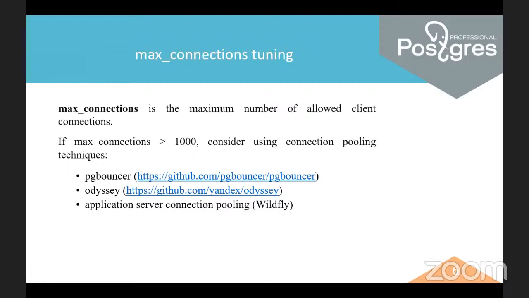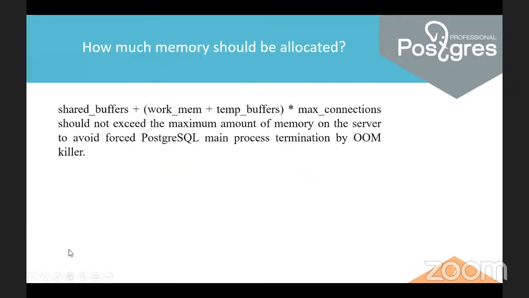As we know, it's the maximum number of allowed client connections, and if it's greater than 1000, we should consider using connection pooling, such as PgBouncer or perhaps Odyssey from Yandex. Or if you're from the Java world, you can use application server connection pooling like that provided in WildFly, or perhaps HikariCP and FlexyPool and many others.